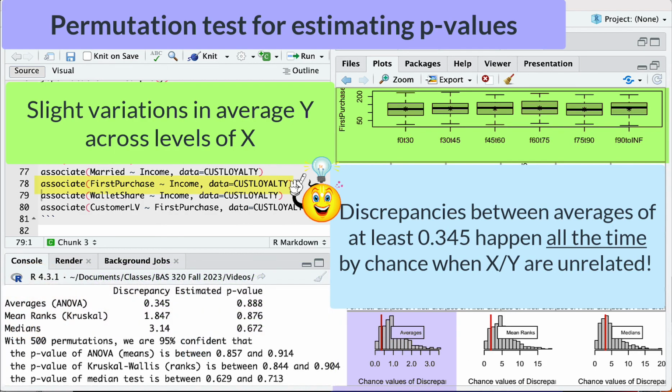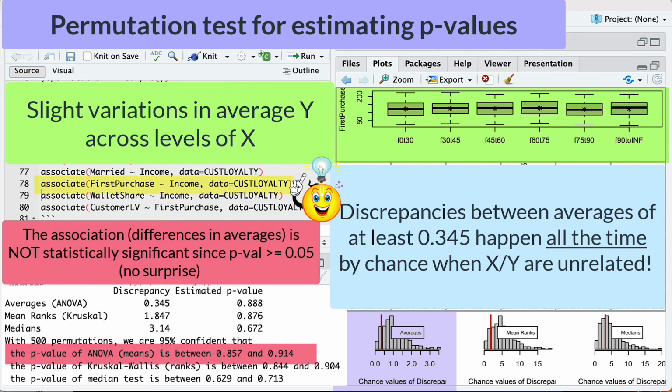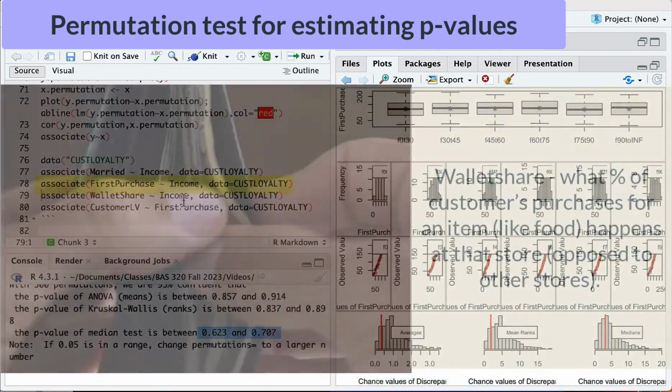And so, to no surprise, when we look at the p-values, whether we compare averages or compare medians, the 95% confidence intervals all contain values for these p-values that are at least 0.05, indicating that there's no statistically significant relationship going on.